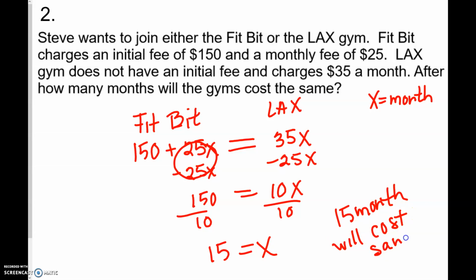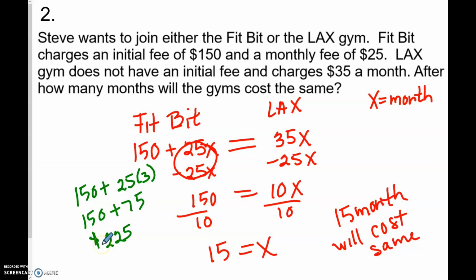All right, so if you're like my mom and dad and you're a winter bird and you just go to Florida for 3 months, you go for January, February, and March, which gym are you going to go to? Are you going to join Fitbit or are you going to join Lax if you're only going for 3 months? Well, Fitbit would be $150 plus the $25 a month times 3. So it'd be the $150 fee for joining plus $75. So it's going to cost you to go to the gym $225 for January, February, and March.